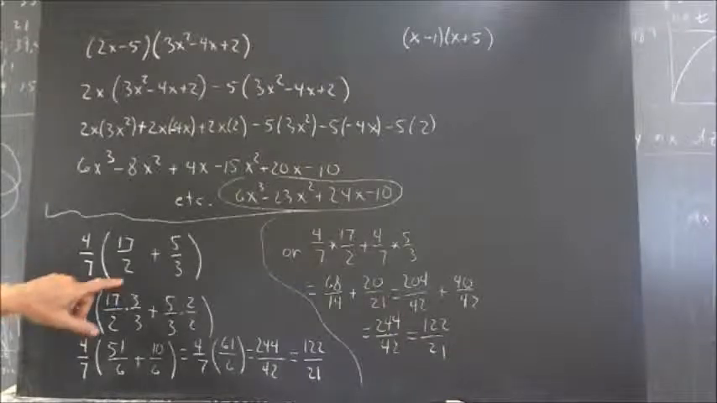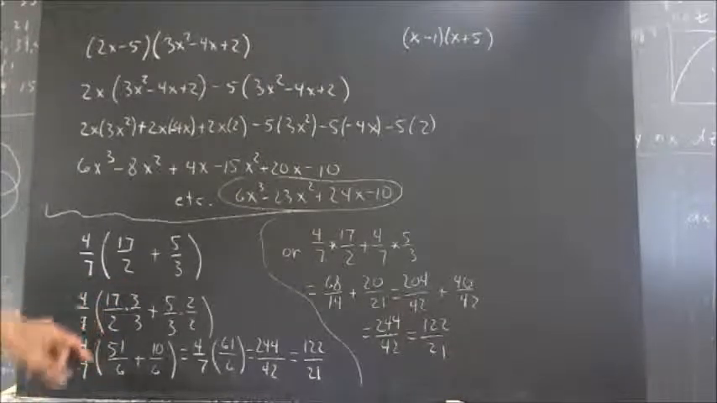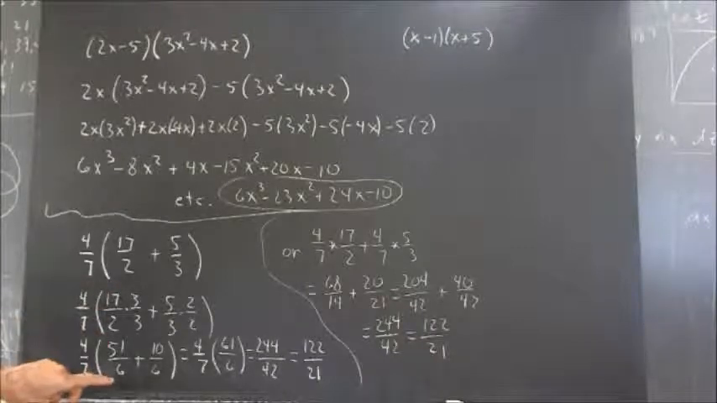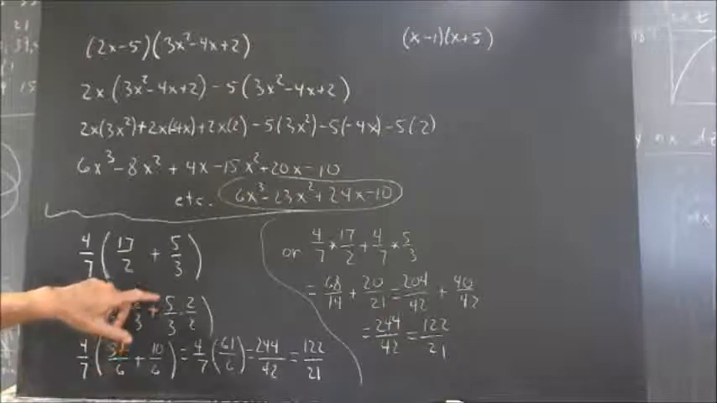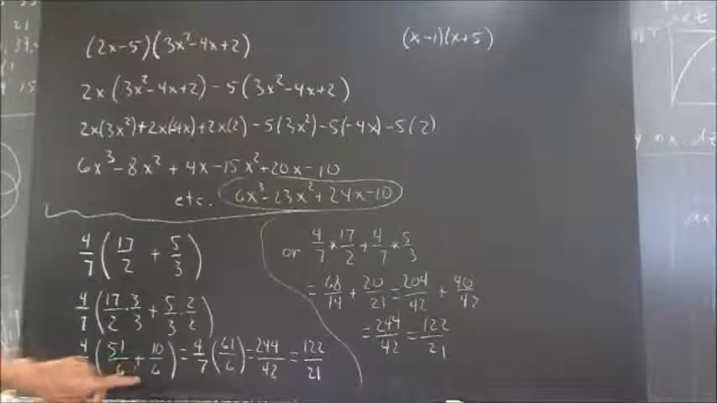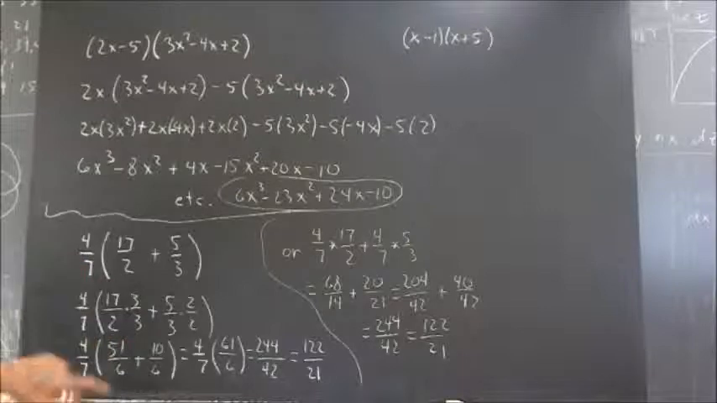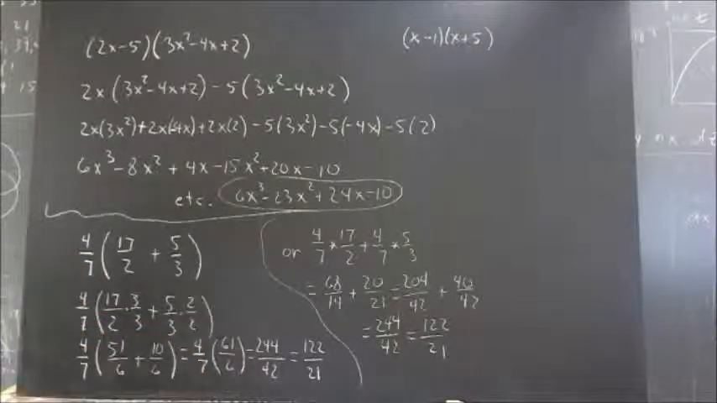Okay, 3 divided by 3 is 1, so when we multiply it by 17/2, the result 51/6 has the same value that the original fraction had. Similarly, we multiply 5/3 by 2 over 2, we get 10/6, and we multiply that by 4/7. First, we go ahead and add the fractions. 51/6 and 10/6 makes 61/6.